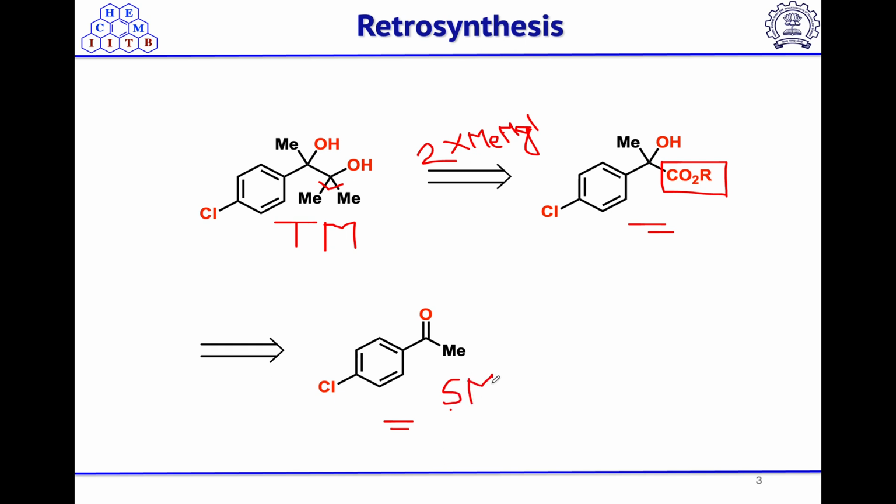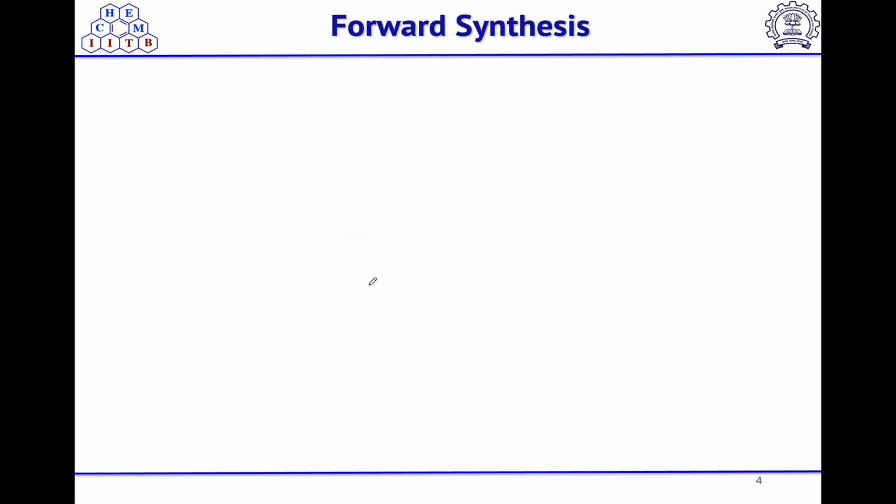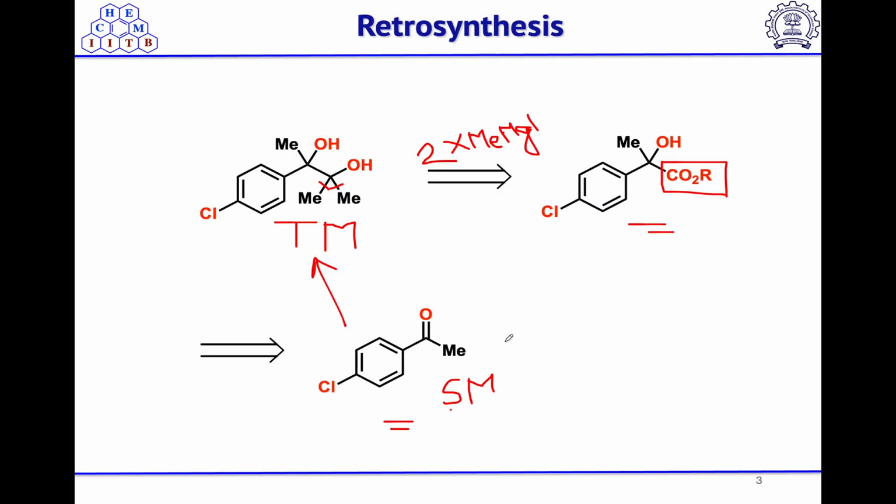In forward synthesis we will see the synthesis from the starting material to the target molecule. So first, forward synthesis. This we can also get from chlorobenzene. The simplest, easiest starting material will be chlorobenzene. From chlorobenzene we can get this molecule. So we'll start directly from this to this, then this to this, then this to this.